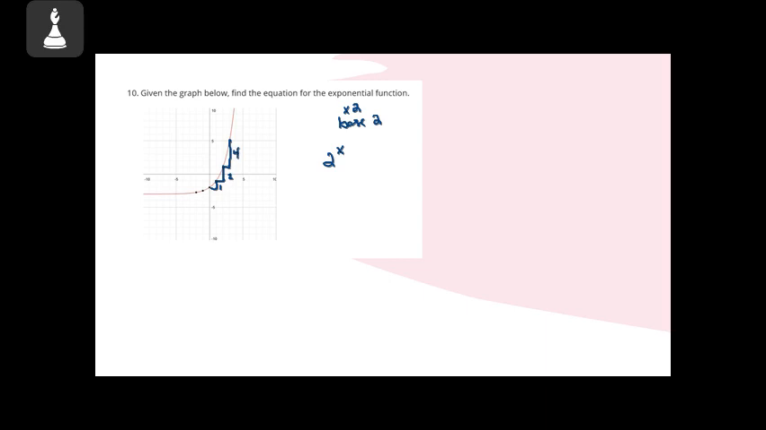Now, we need to think back to the original 2 to the x graph. So the original 2 to the x graph starts at that 0, 1 value. So this guy here should be up here at positive 1. And it's down here at negative 3. So this graph has been shifted down 3. So the function for this is 2 to the x and then a minus 3 on the outside.